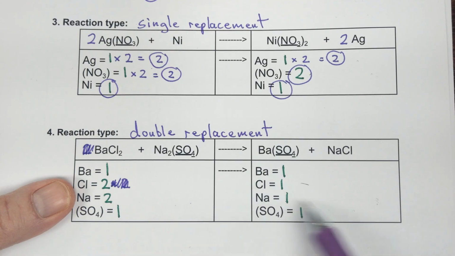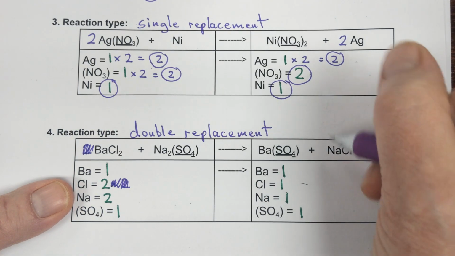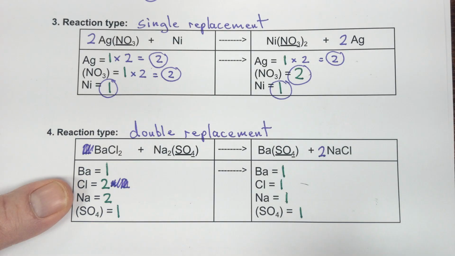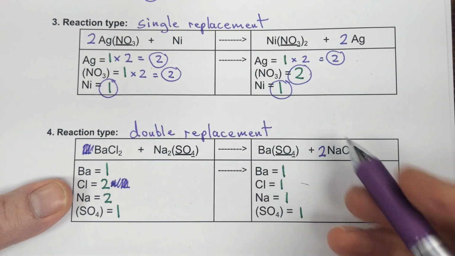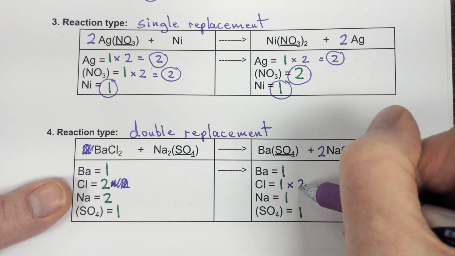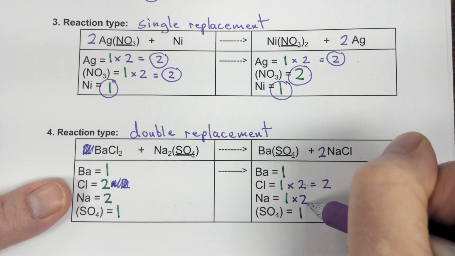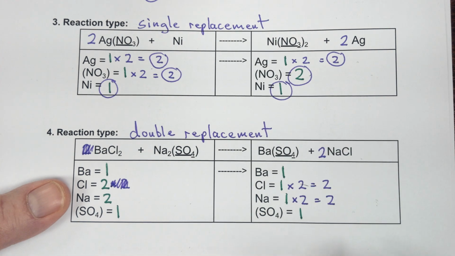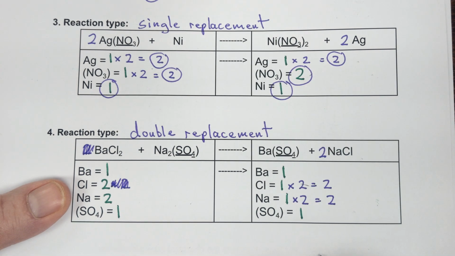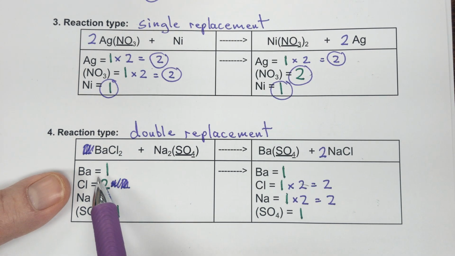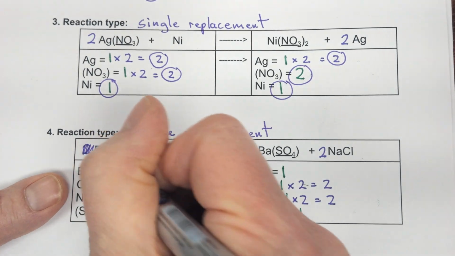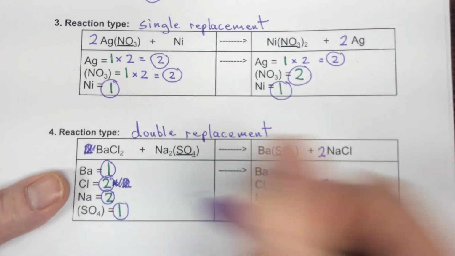All right, I need to multiply on this side, and my compound that has chlorine on this side, I'm going to put a 2 in front of it. So that's going to be Cl times 2 equals 2, and Na times 2 equals 2. And that was a really nice fix because look at this. We are completely balanced. Same numbers on both sides.